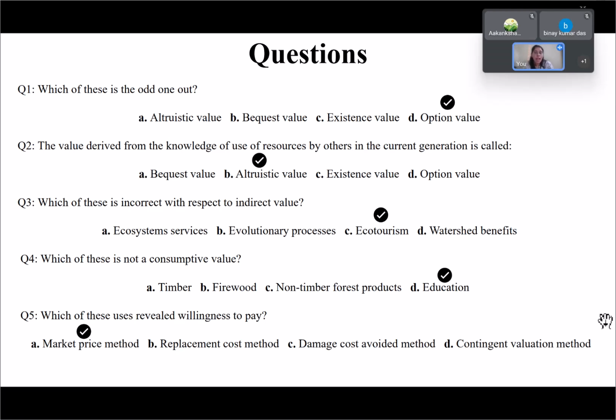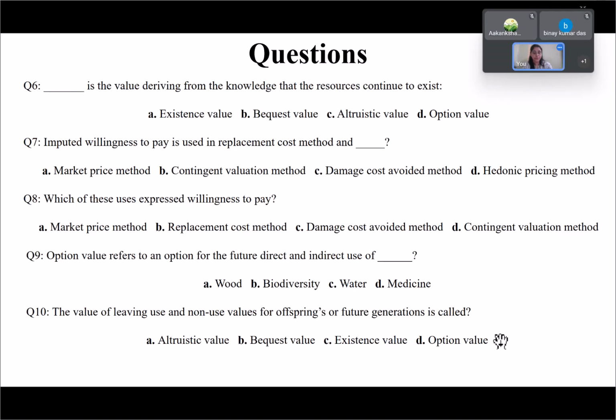Okay, and which of these uses revealed willingness to pay? Revealed willingness is when you know the market value, and that comes under market price. When it is imputed, it's the damage cost and the replacement cost. It's when you are expressing how much you want to pay, that is contingent valuation. With that, we come to the end of the 10th slide with these 5 questions.